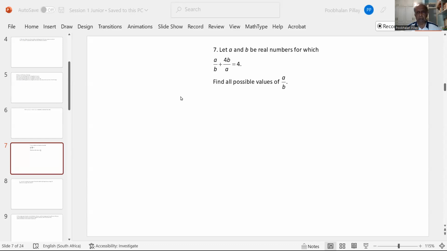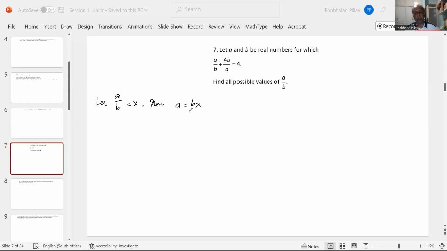There is quite an easy way to solve problems like this when you are asked to calculate a ratio. And the way to do it is to give a name, as we did, to that ratio, like a over b here, like we called it x. But the next step is quite crucial. Let a over b equal x. Then a equals bx.